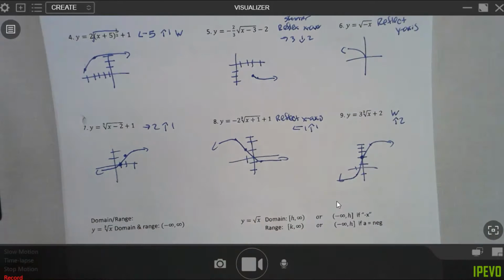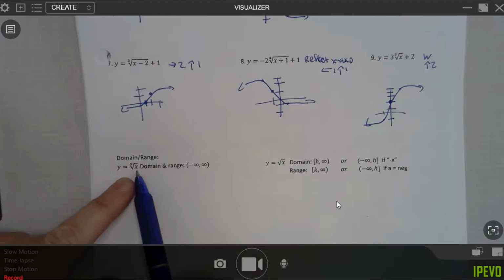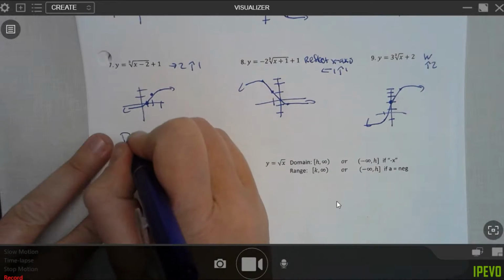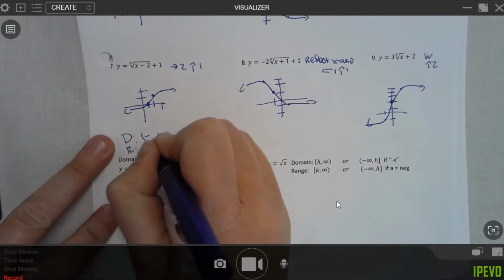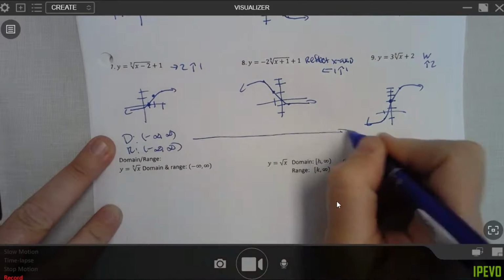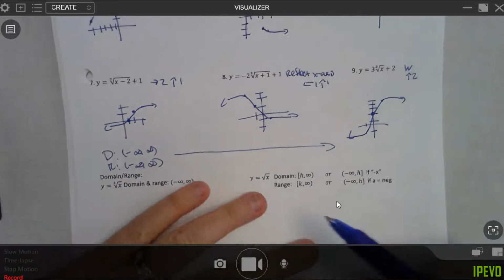All right, so now domain and range. You can cube root any number you ever want. So that's why the cube root has a domain and range of negative infinity to infinity. So we can write that on all three of these right here. The domain and range, negative infinity to infinity. And that's true for all of them. I'm lazy.